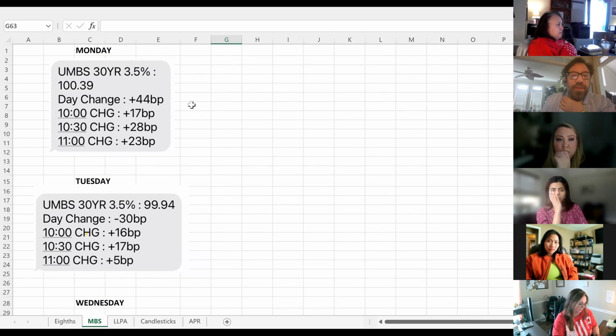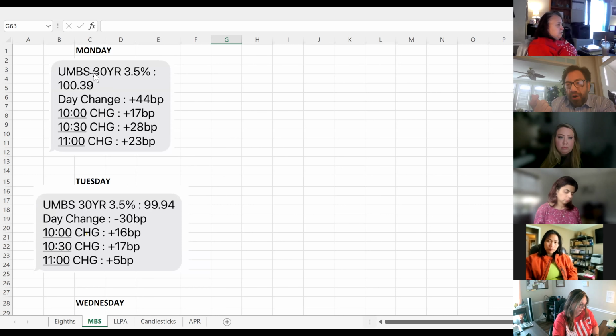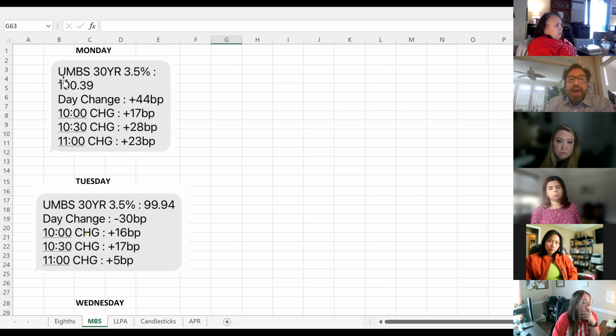Okay, so let's talk about what this means. Up at the top here, UMBS, Uniform Mortgage-Backed Securities, and then it tells you what they call the coupon, which is the bond we're looking at. So we're looking at the 3.5% bond, and it opened today at a price of 100.39. That is not significant. I'm going to tell you what is.